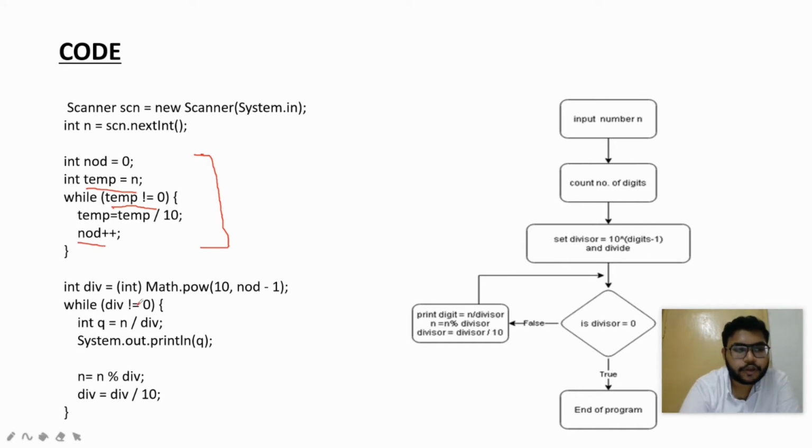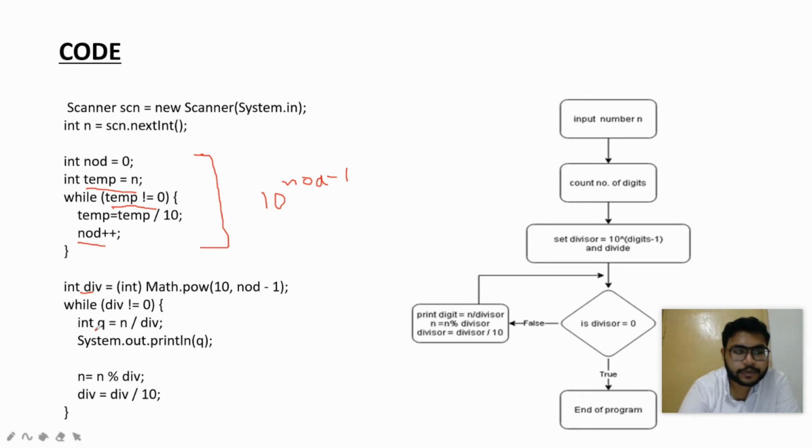After getting the number of digits, we will simply get the divisor. What will be the first divisor? The first divisor will be nothing but 10 to the power number of digits, NOD, minus 1. After getting this, we again use a while loop. Using this while loop, we continue until we get the divisor as 0. When we get the divisor as 0, we will end the loop.